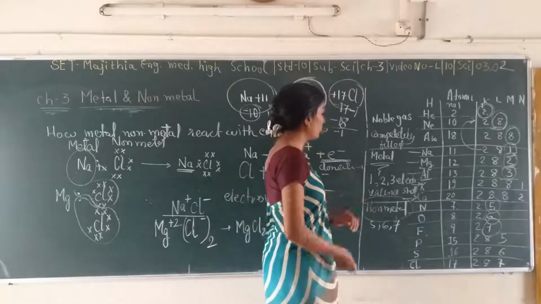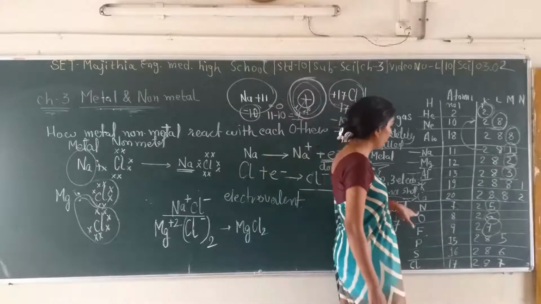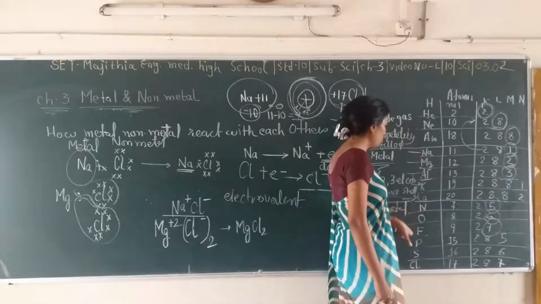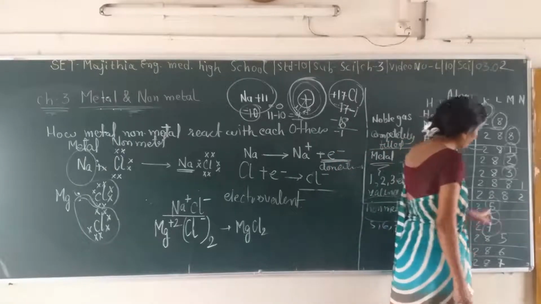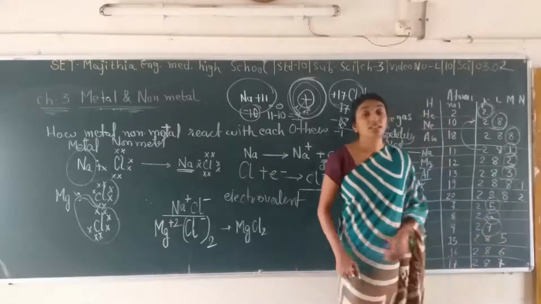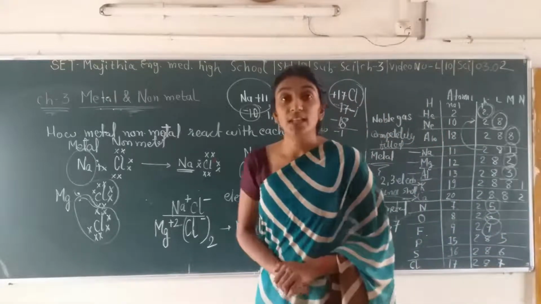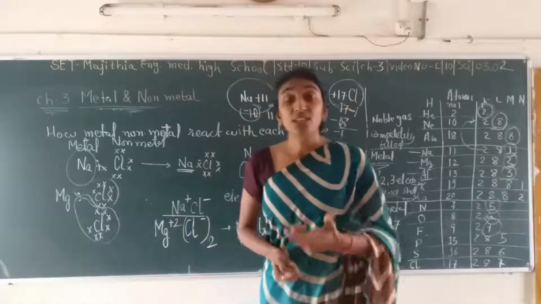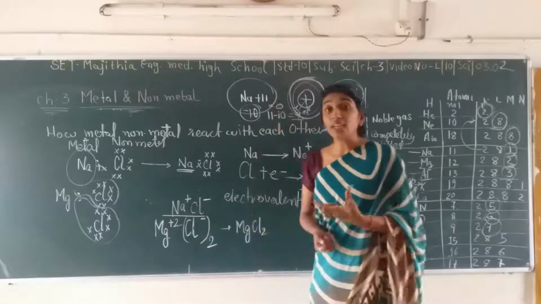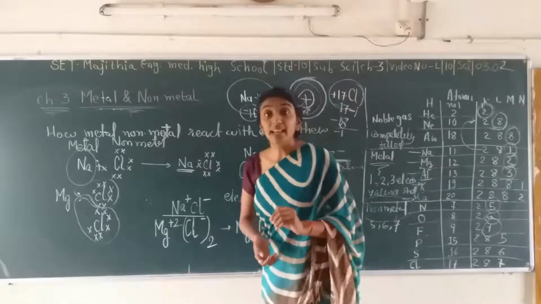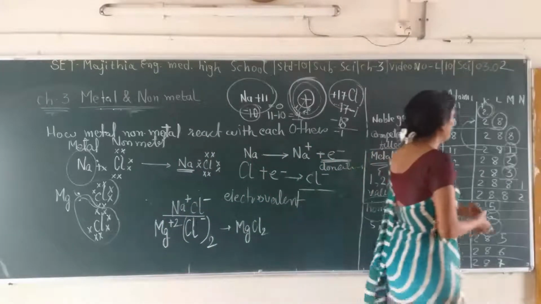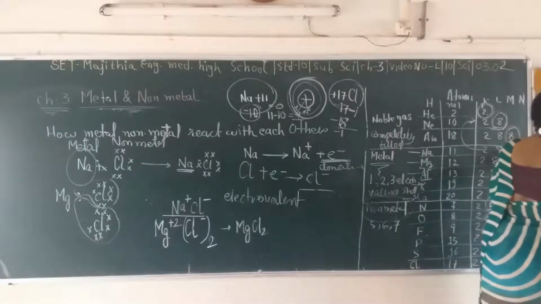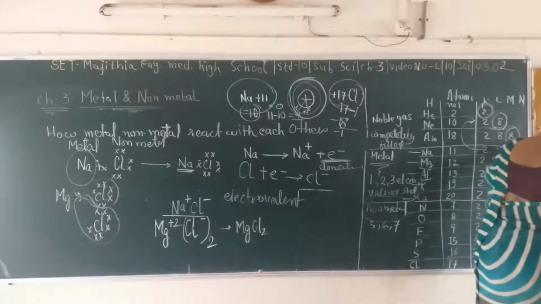Next, let's talk about non-metals. For example, nitrogen, oxygen, fluorine, sulfur and chlorine. These all have either 5, 6 or 7 electrons in their outermost shell. If these shells require 8 electrons, then metals would need to gain 7, 6 or 5 electrons, which is very difficult.